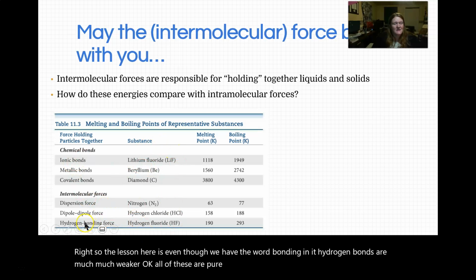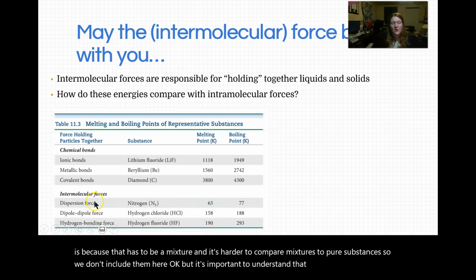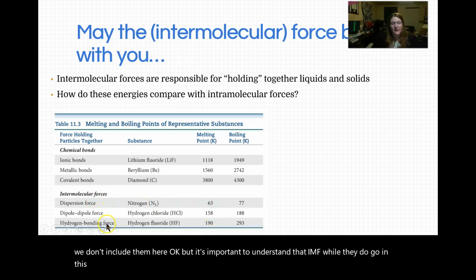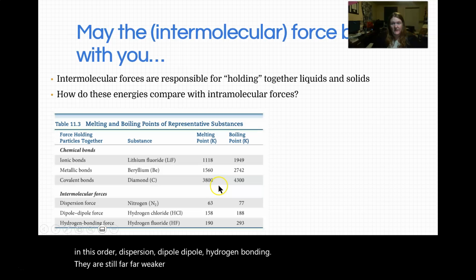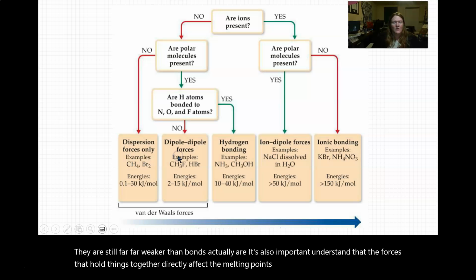The reason that ion-dipole is not on here is because that has to be a mixture, and it's harder to compare mixtures to pure substances, so we don't include them here, okay? But it's important to understand that IMF, while they do go in this order, dispersion, dipole-dipole, hydrogen bonding, are still far, far weaker than bonds actually are. It's also important to understand that the forces that hold things together directly affect the melting points and boiling points and a whole bunch of other things.